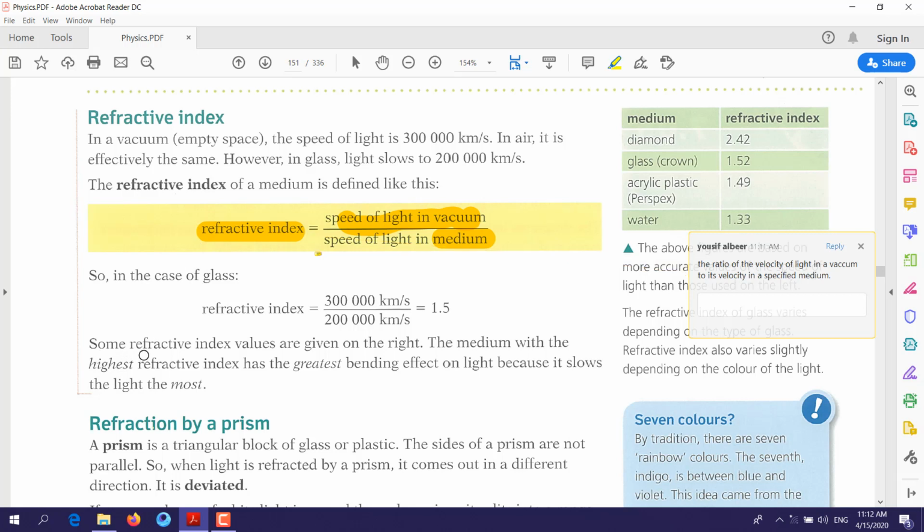Then some refractive index values are given on the right. The medium with the highest refractive index has the greatest bending effect on light because it slows the light the most. Again, focus: the medium with the highest refractive index, the light will bend more in it. Why? Because it slows the light the most.